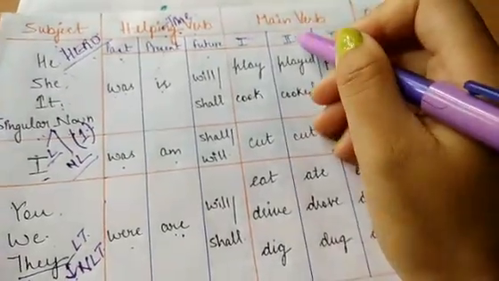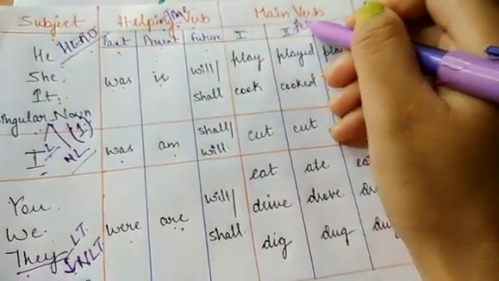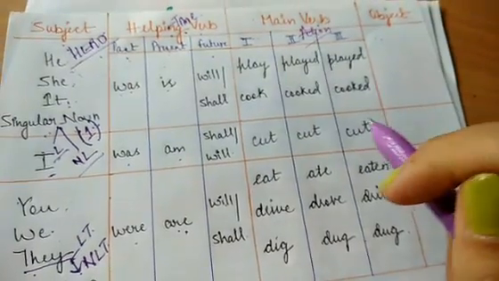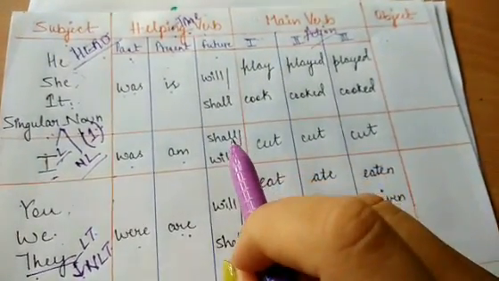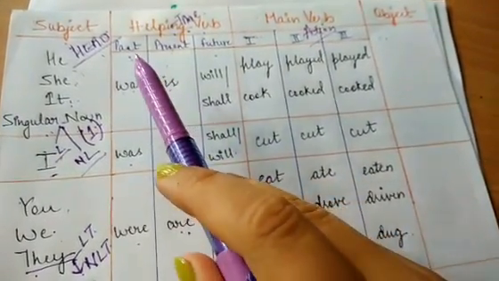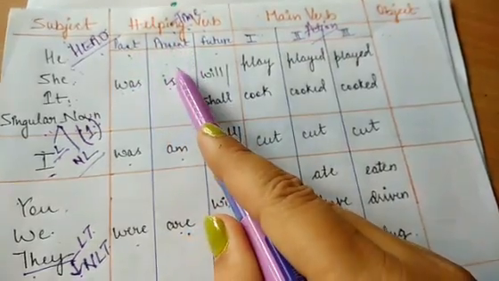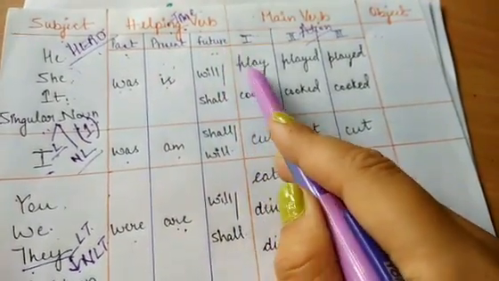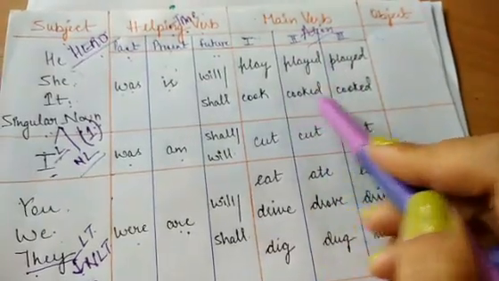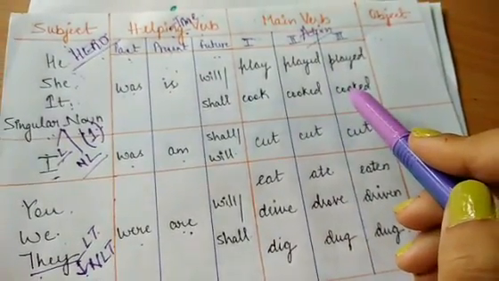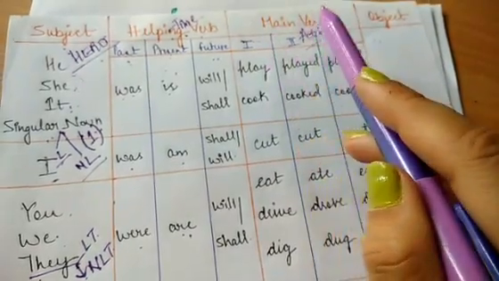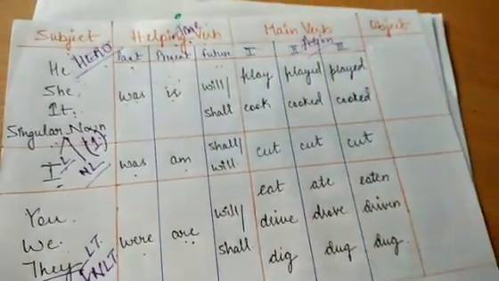Next we have the main verb. The main verb tells us about the action. As a sentence can be talking of any time, past, present or future, we have different main verbs used for different instances of time. We have three main verb forms: first form, second form, third form.